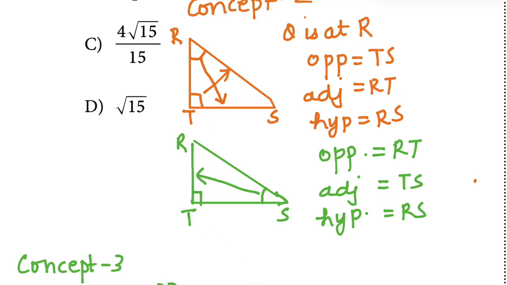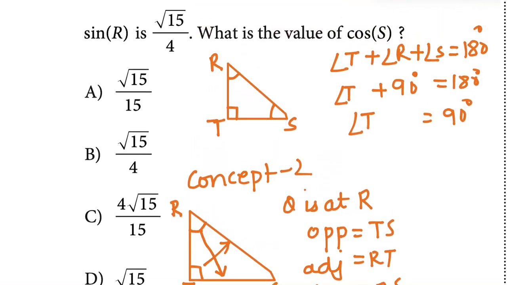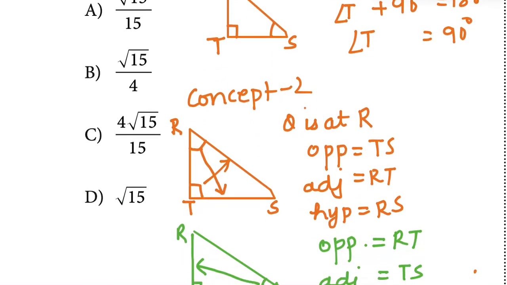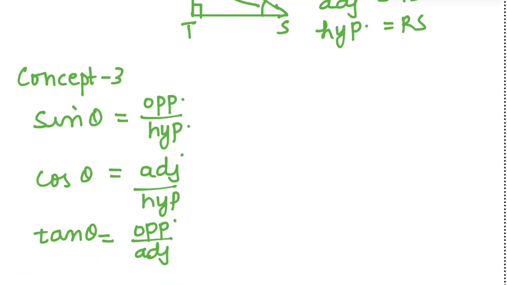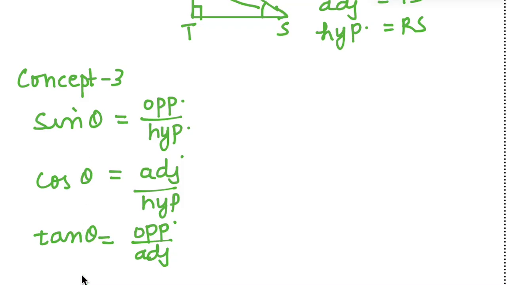Okay, three concepts done. Concept 1 is to find the right angle. Concept 2 is what is the meaning of opposite and adjacent, and concept 3 is what are the three basic trigonometric ratios: sine theta, cos theta, tan theta. Now let's do one more concept.